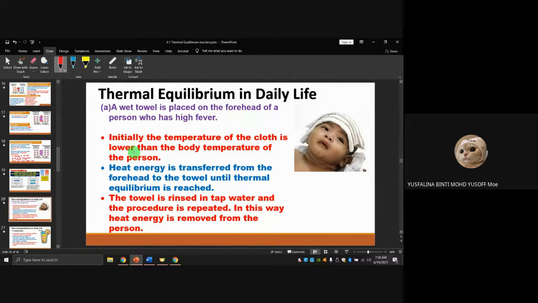For this one, it says that initially the temperature of the towel is lower than the body temperature of the person. So for this 4 marks question, you need to put this. It starts from here: the heat energy is transferred from the forehead to the towel. So 1 mark. Another mark, as I already told you, is that thermal equilibrium is reached. 1 mark.